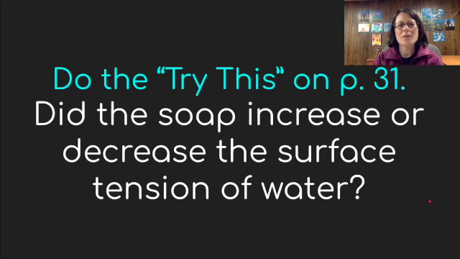So I want you to try this on page 31. And if you don't have your book handy, what you'd have to do is put a needle on a piece of tissue paper, and float it on top of the water using the surface tension. Then you add a drop of dish soap and see what happens. And what I want you to answer is, did the soap increase or decrease the surface tension of the water? I'm not going to answer this for you. We will talk about it tomorrow in class.